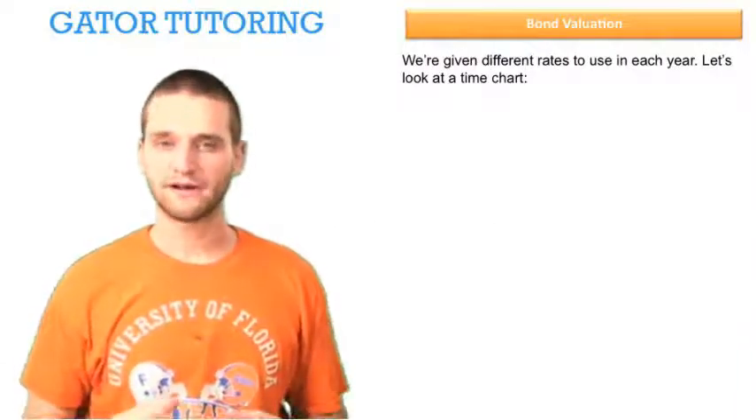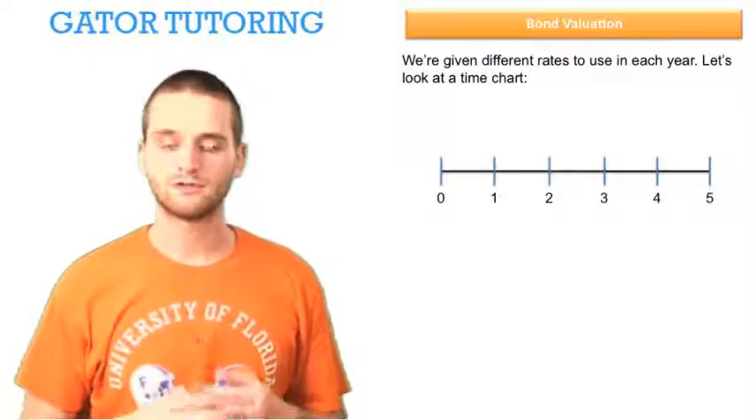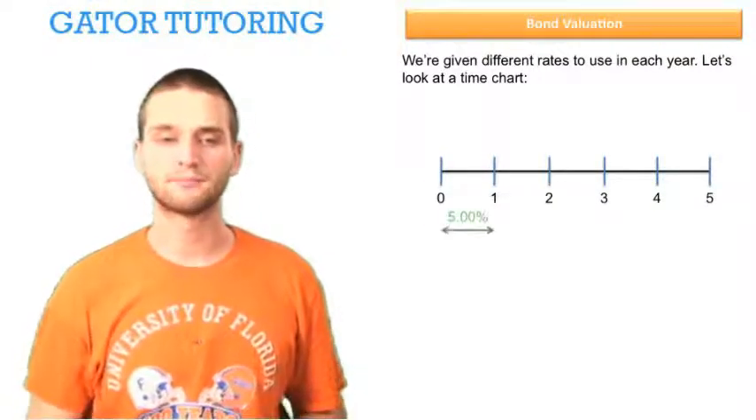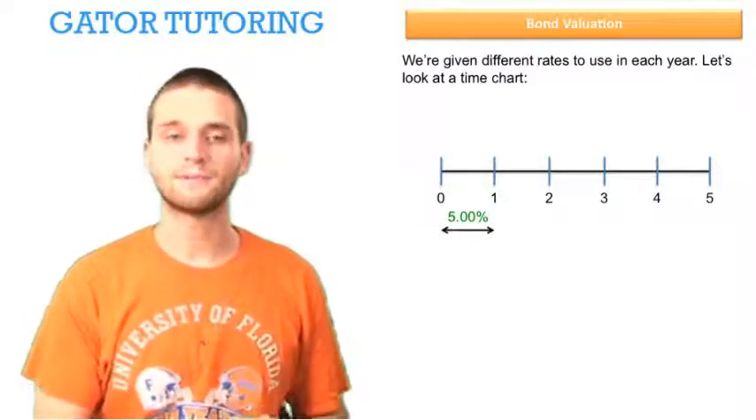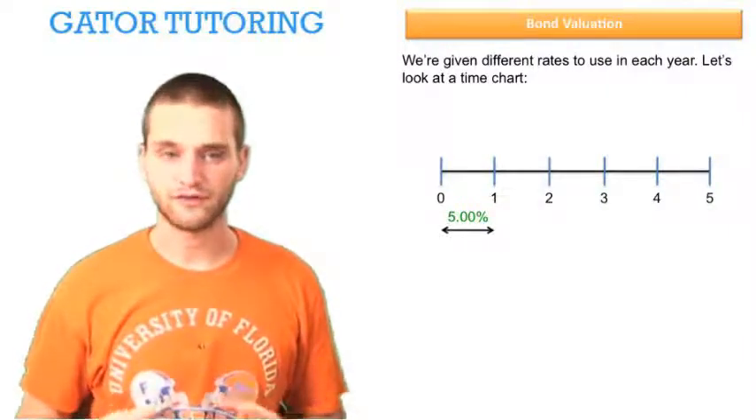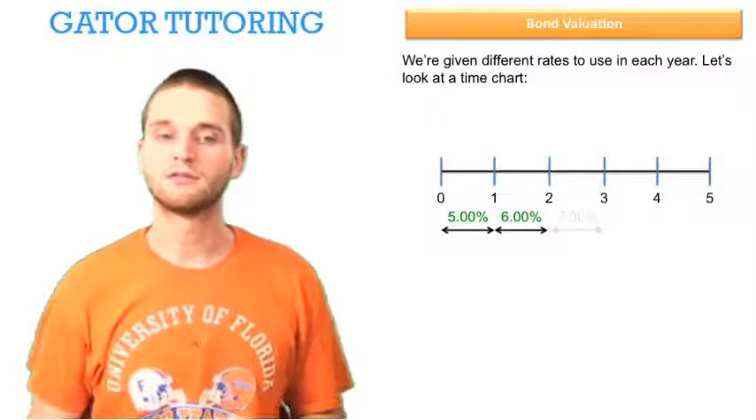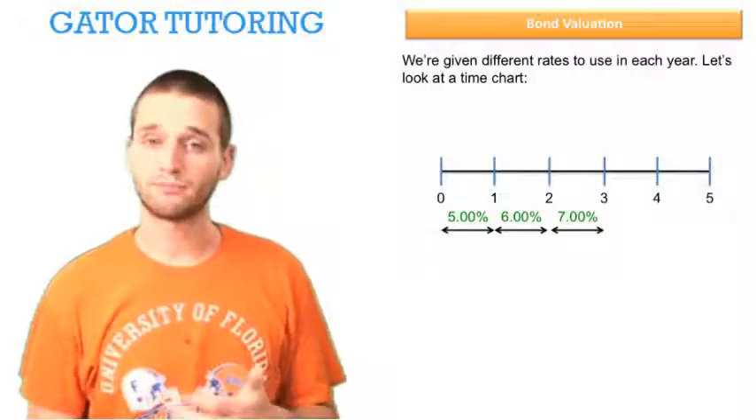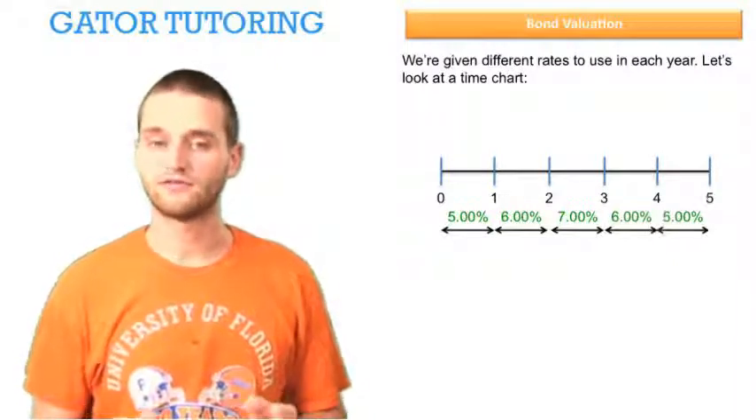So we're given different rates to use in each year. Let's look at a time chart. So here we see the time periods along the bottom. And in the first time period, from time period 0 to time period 1, the rate given to use as the discount rate is 5%. From year 1 to 2, it's 6%. From year 2 to year 3, it's 7%. From 3 to 4, it's 6%. And from 4 to 5, it's 5%.